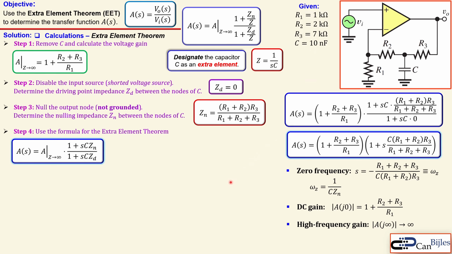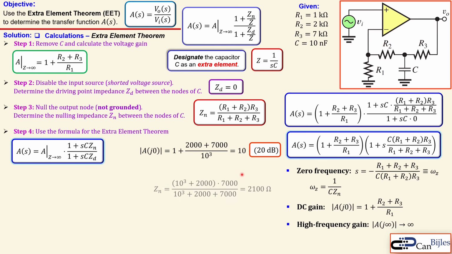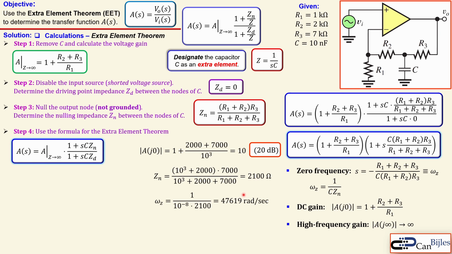Okay, let's now see the numerical values. So I will put here some values for R1, R2, and R3, and also the capacitor. So 1 kilo ohm, 2 kilo ohms, 7 kilo ohms, and 10 nanofarads for the capacitor. Now let's calculate the DC gain first, using this formula, so 1 plus and then 2000 plus 7000 over 1000, that will be exactly 10, so 1 plus actually 9, and that is then in dB, you do 20 log of that, and you get 20 dB. How about Zn? Well, substitute the values here for R1, R2, and R3, you get exactly 2100 ohm or 2.1 kilo ohm.